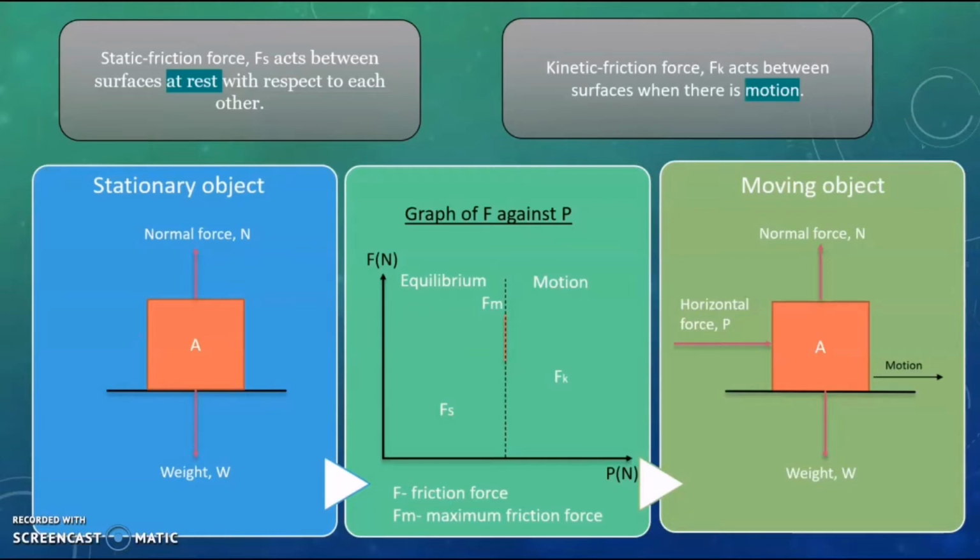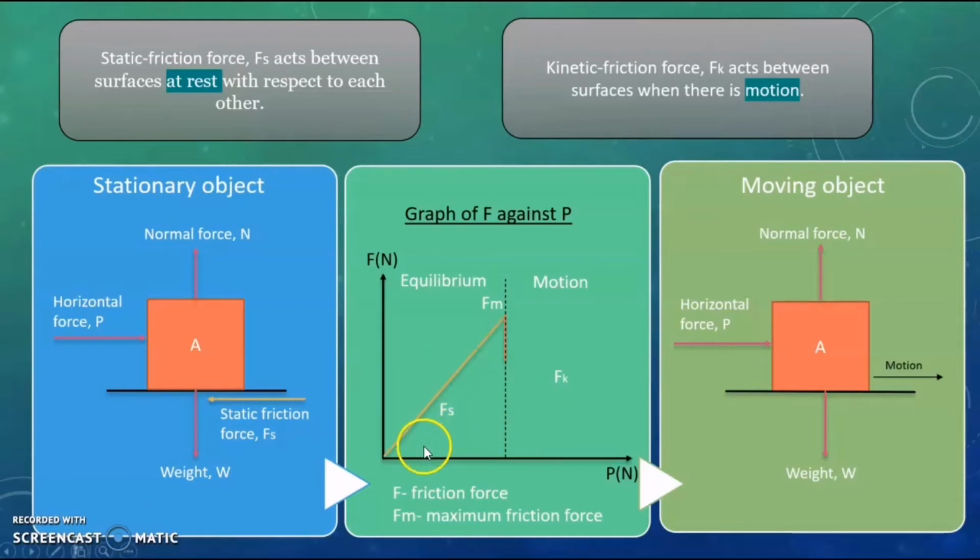So, when the object is at rest, there will be two forces acting on the object, which is the normal force and the weight. When horizontal force P is acted on the object, there will be an opposite force acting on the object to keep the object at rest. This force is known as the static friction force.